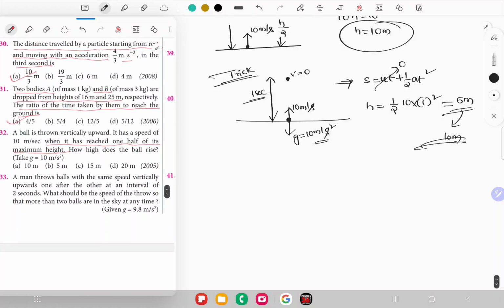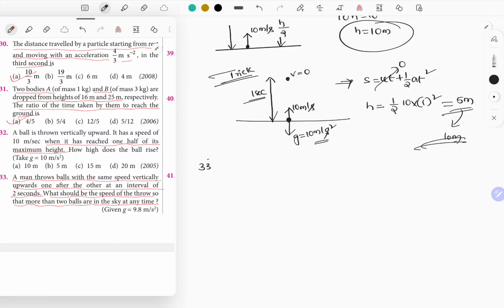A man throws balls with the same speed vertically upwards one after the other at intervals of 2 seconds. Question number 33. What would be the speed of throw so that more than two balls are in the sky at any time?